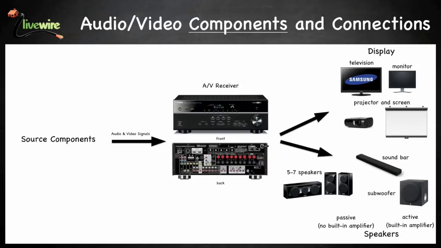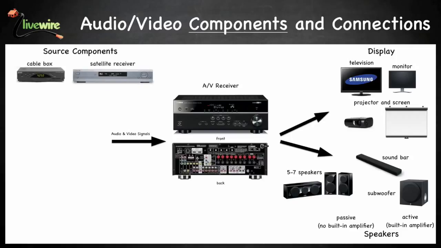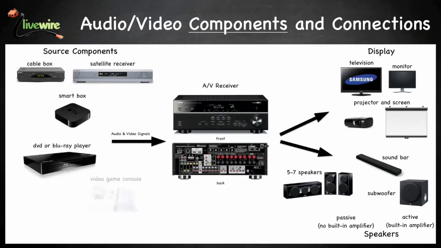The source components where the audio and/or video signals originate may include a cable box or satellite receiver, a smart box like Apple TV, a DVD or Blu-ray player, a video game console, or a music component such as Sonos. Now let's look at how we connect these components to one another.